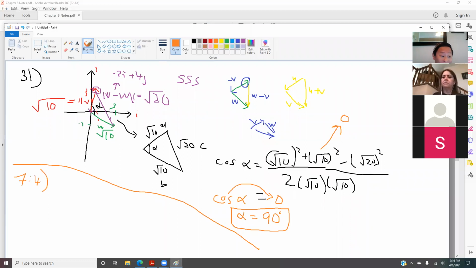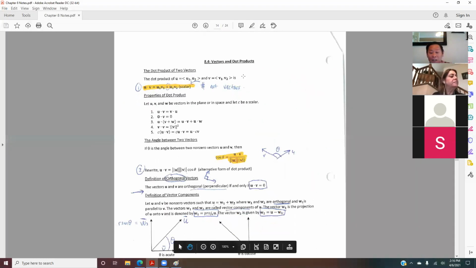Again, I want to point out that I'm going to be a little bit slow today. The section 8.4 that we talk about here is called the dot product. This is where you find an angle between two non-zero vectors u and v. It's where you do the dot product: cosine of theta is u dot v over the absolute value of u.